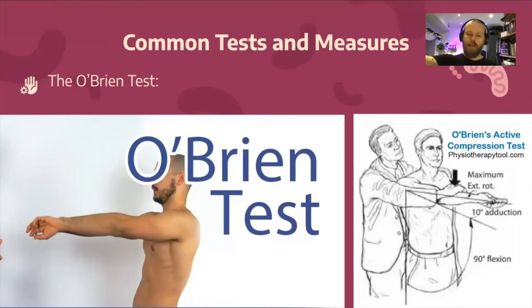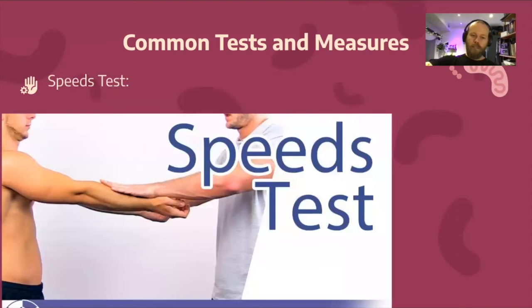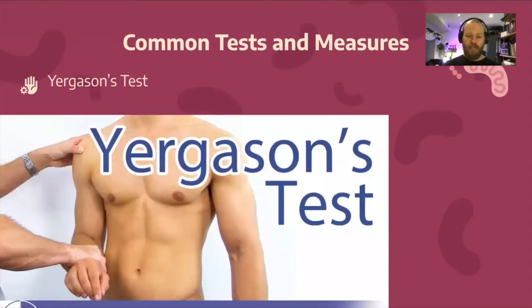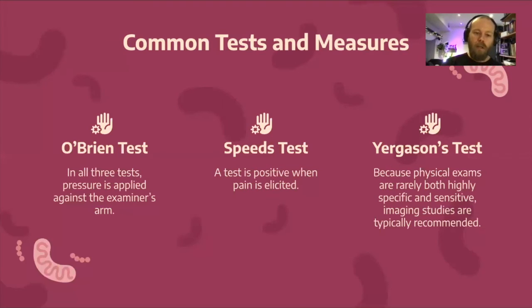So here it's extended out from the body, thumb pointed down. Speed test, again, arm out from the body. This time thumb is pointed laterally, palm is pointed up. And then the Jurgensen test, arm bent at about a 90-degree angle, palm is pointed down, so thumb is pointed medially. This one in particular tests the long head of the bicep.